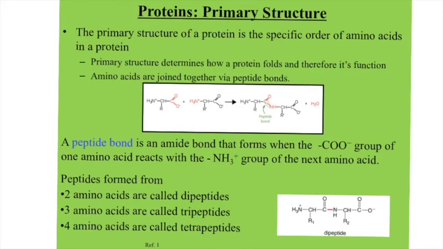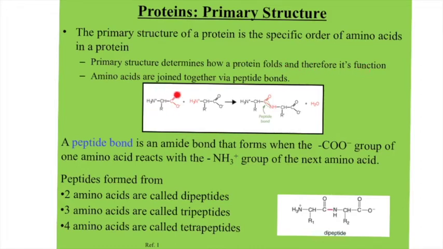Okay, so we're moving on to the different levels of structure for a protein. The first one that we're going to talk about is the primary structure. Your primary structure is the order of amino acids in your protein. So it's the sequence of amino acids in your protein. That sequence determines how your protein folds and therefore its function.